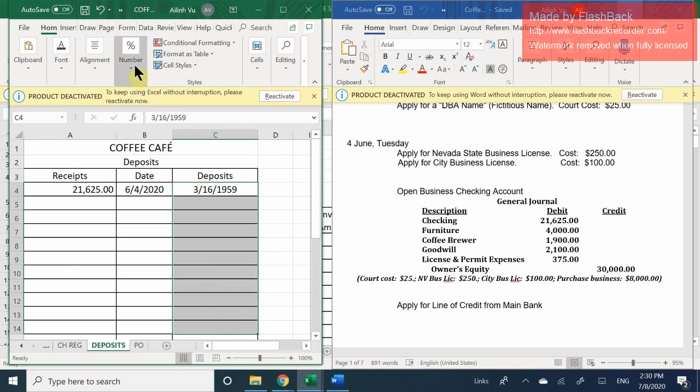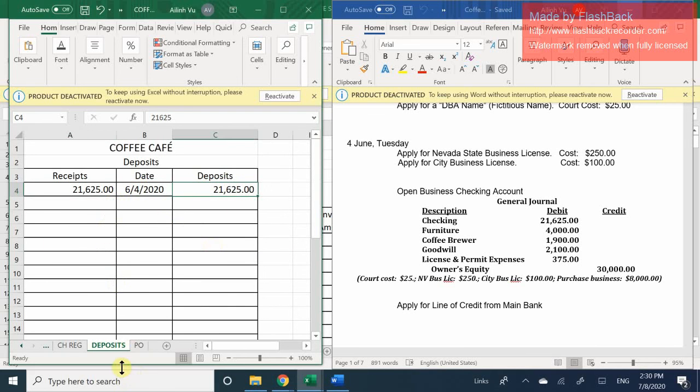I don't know why it did that. I want it in commas. There you go. Okay, so there, I had $21,000. Now I deposited the $21,000, and there it is.